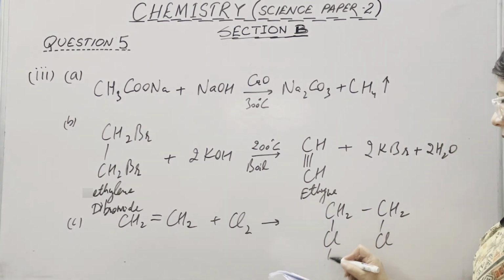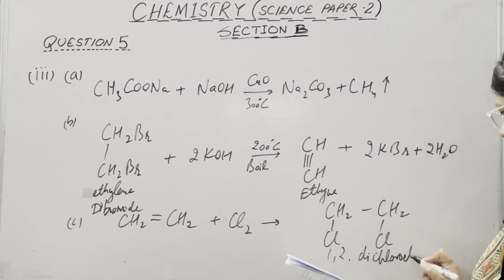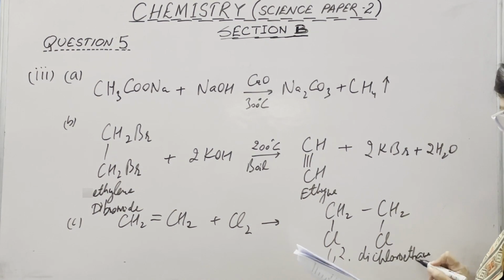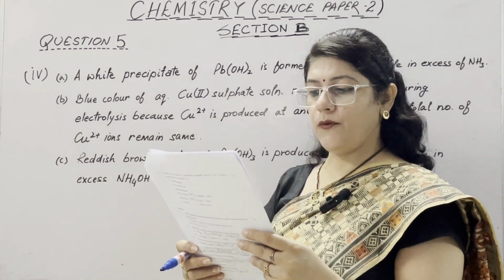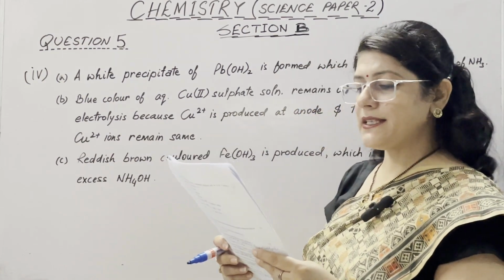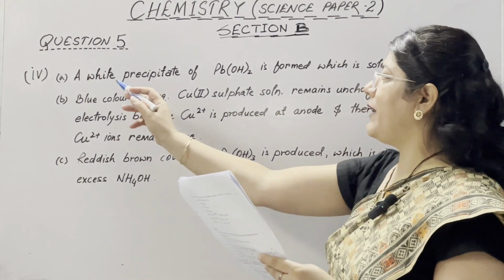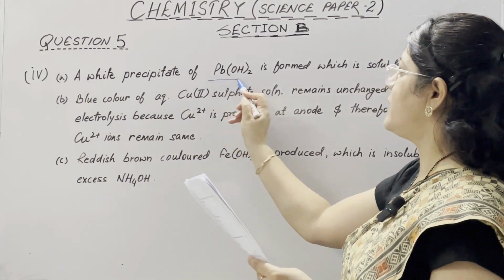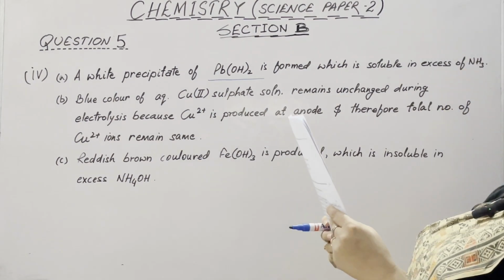1,2-dichloroethane is produced here. In the fourth part, state one relevant observation for each of the following reactions. When excess ammonia is passed through an aqueous solution of lead nitrate, a white precipitate of lead hydroxide is formed, which is soluble in excess of ammonia.